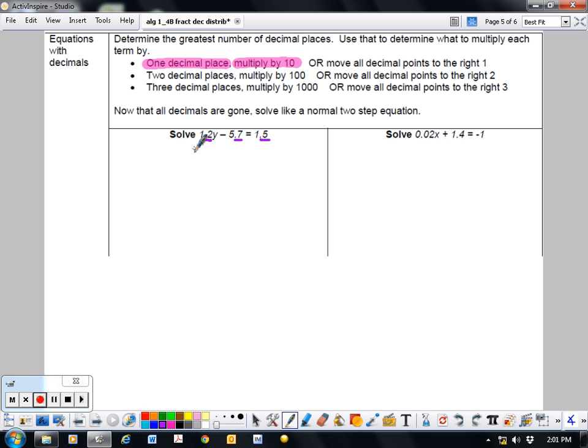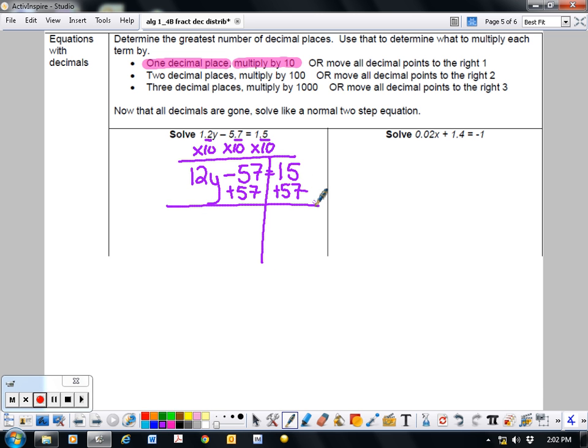So now, if I times by 10, times by 10, times by 10, remember we're timesing every term by 10, it's moving that decimal 1 to the right. So this becomes 12y. 1 to the right, so it becomes 57. 1 to the right, so it becomes 15. Then I just draw my line, and it's just like every other problem. So I get rid of the minus 57 by adding 57. Always moving everything away from that y.